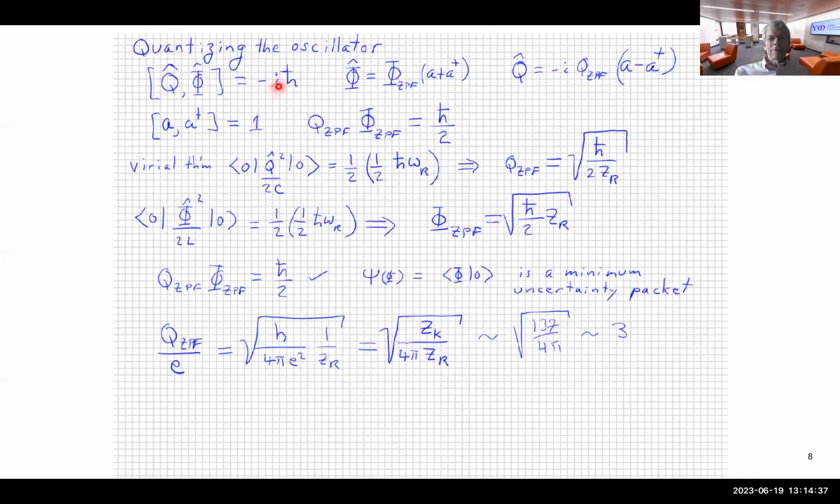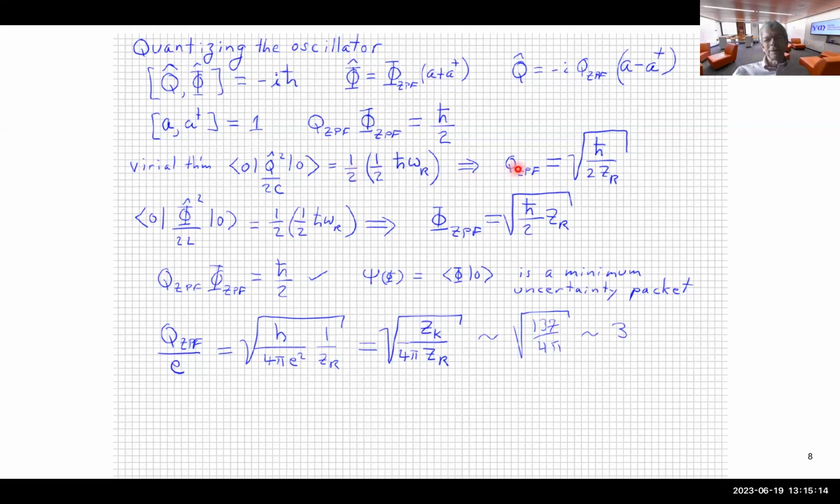And in order for this canonical commutation relation to be true, we need the product of these two uncertainties, the momentum and the position, to be h bar over 2. That is, it's a minimum uncertainty wave packet. And using the fact that in the ground state, 1/2 of the zero-point energy of the oscillator is in the kinetic energy, here's the zero-point energy multiplied by 1/2.